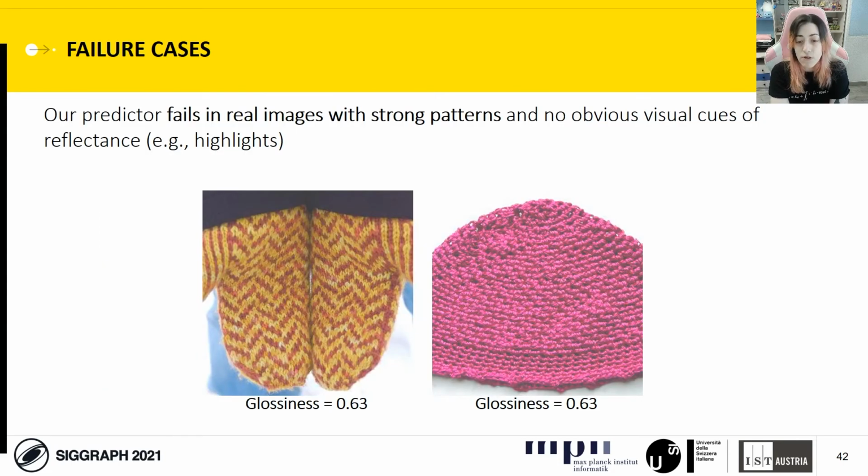As we have seen before, one of the failure cases we have identified is related to real images with strong patterns, such as these two fabric elements in the image, which are incorrectly predicted as medium glossy. In these cases, we believe that the gradients produced by the cloth patterns interfere with the prediction. In general, real pictures displaying uniform materials without strong patterns work better for our predictor, since the images used during training were rendered with uniform materials.